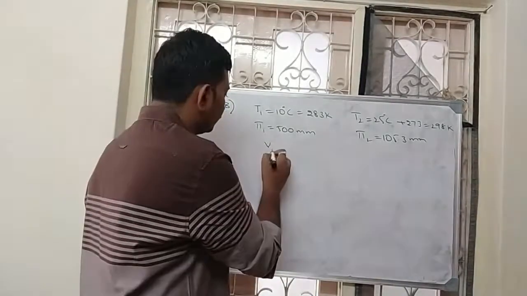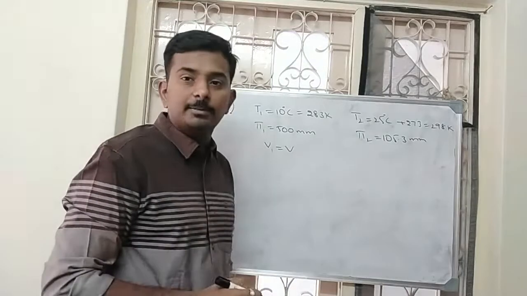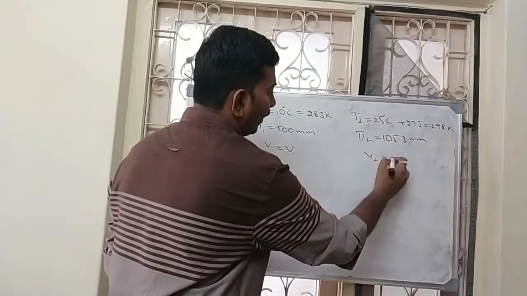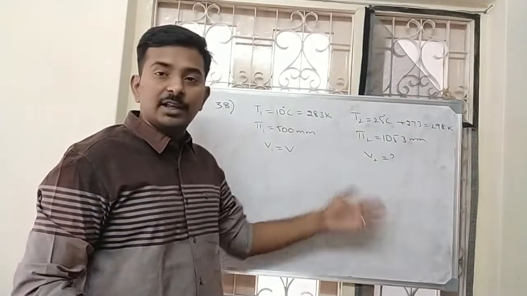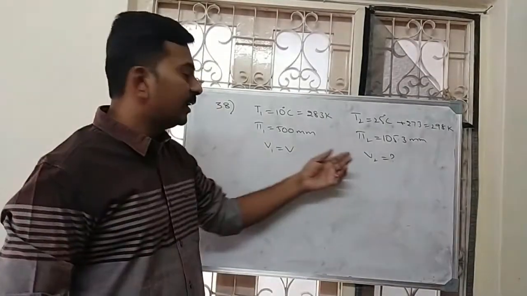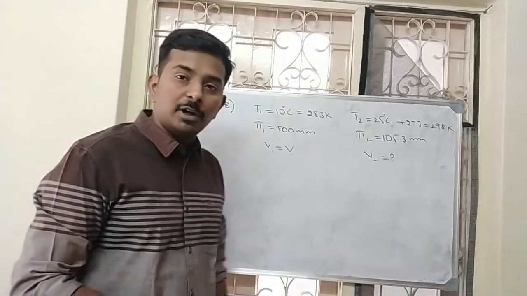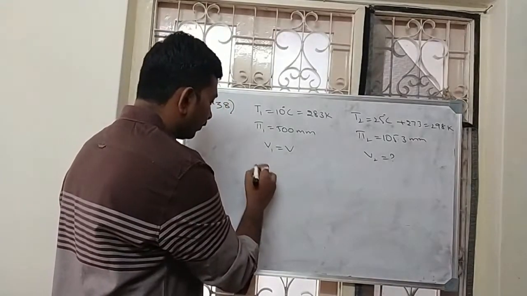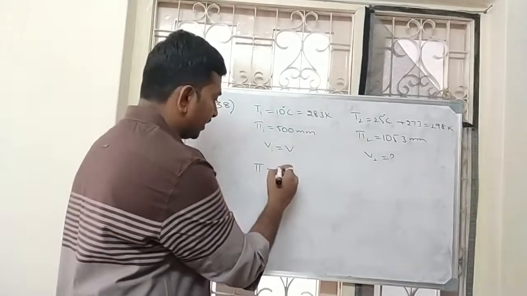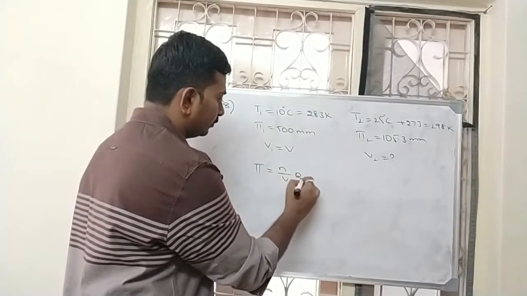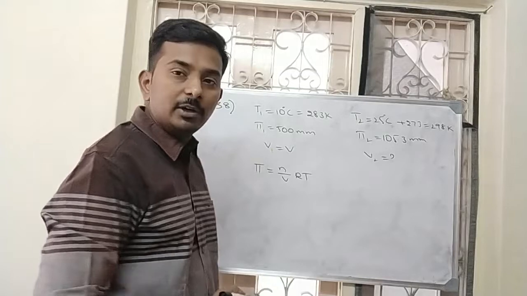Let us assume initially let the volume be V. So we need to calculate the final volume. So in this way we can calculate the extent of dilution. Now it is osmotic pressure. So we know the formula to calculate osmotic pressure. Pi is equal to MRT, molarity. So molarity is number of moles per unit volume. So pi is equal to N by V into RT.